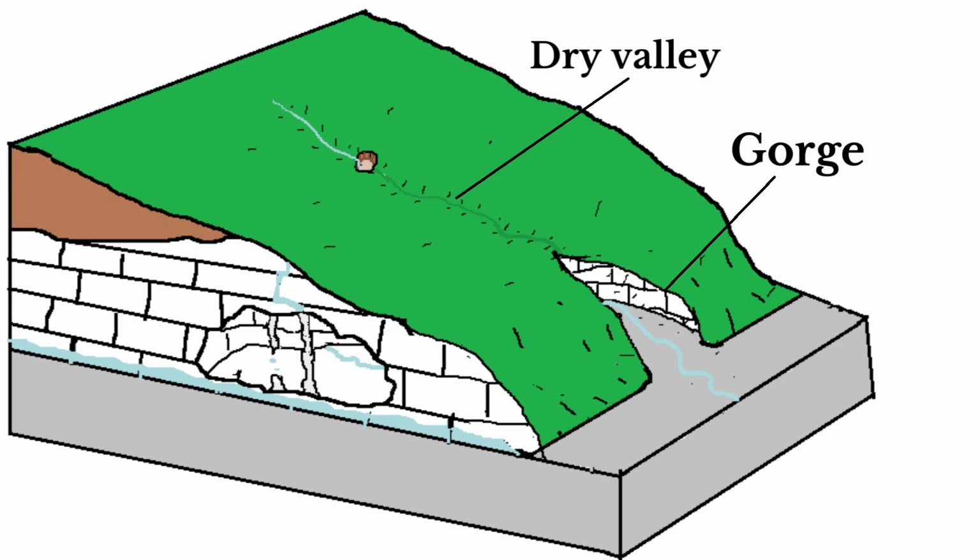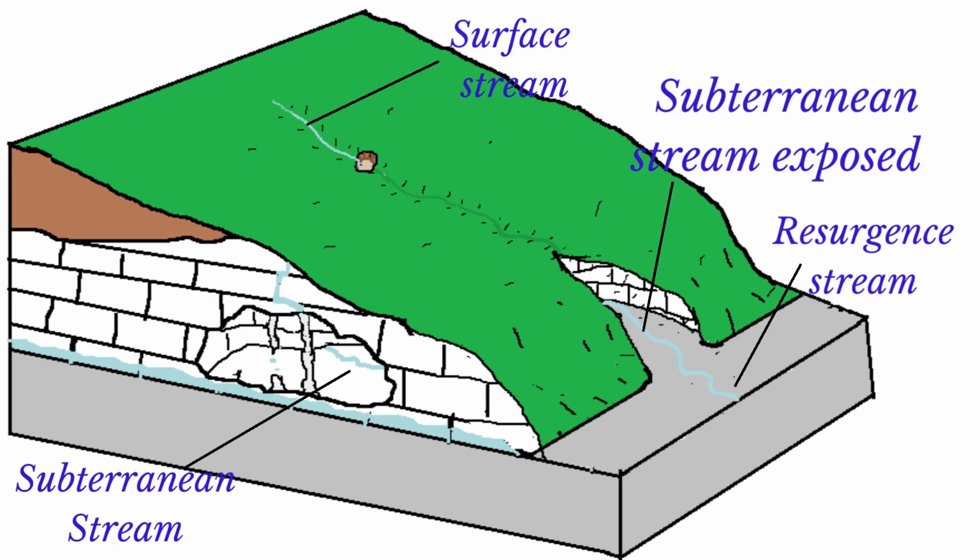Sometimes the roof of a series of interconnected caves may collapse to form a deep and narrow valley known as a gorge. This usually exposes the subterranean stream at the surface. The subterranean stream may also be exposed at the surface when it re-emerges as a resurgence stream.